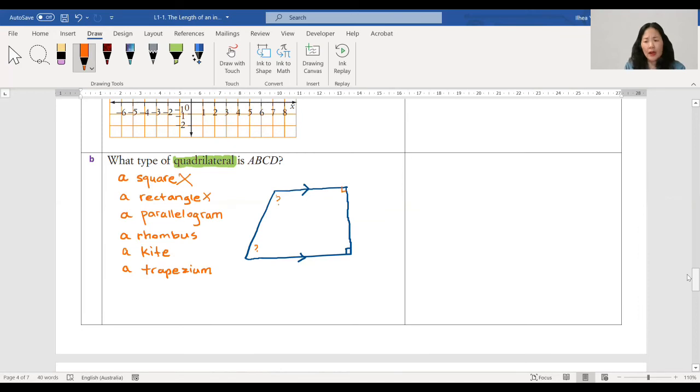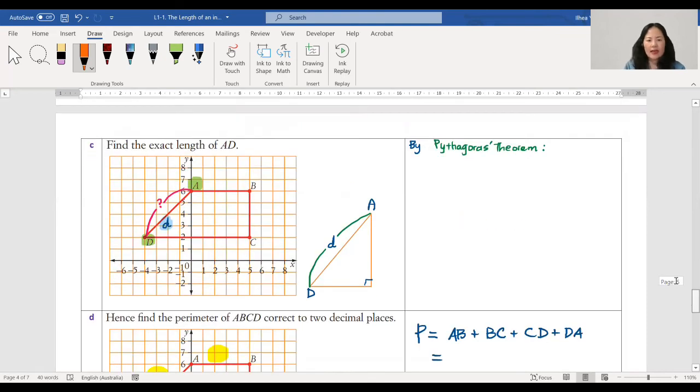A parallelogram has 2 pairs of parallel lines. So I've got 1 pair I can see, but I don't know about this, and this one is parallel. So I can't say this is a parallelogram. A rhombus is like a square but tilted. So if it's not a square, it can't be a rhombus because that's not 4 equal sides. And a kite, doesn't look like a kite either. So it needs to be a trapezium.